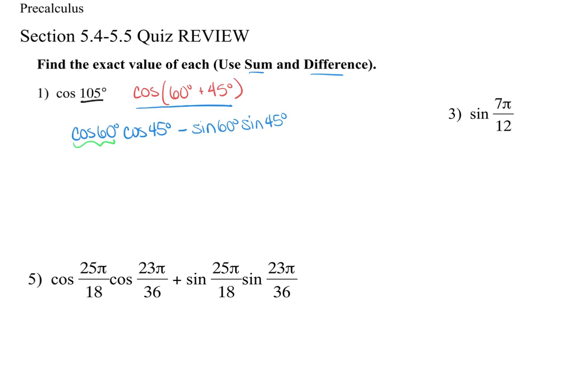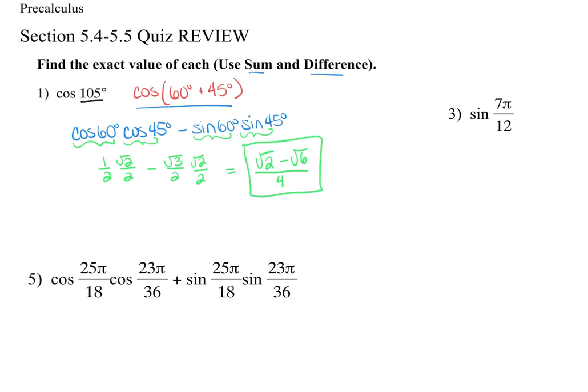The cosine of 60 is 1/2. The cosine of 45 is square root of 2 over 2. The sine of 60 is square root of 3 over 2. And the sine of 45 is square root of 2 over 2. And then just simplify it. 1 times the square root of 2, square root of 3 times the square root of 2, all over your common denominator of 4.